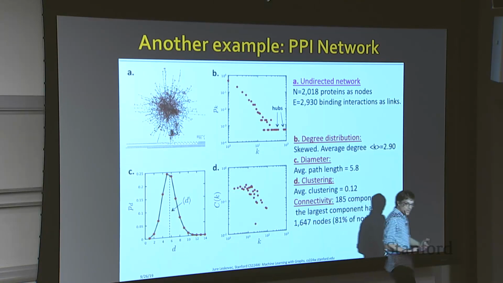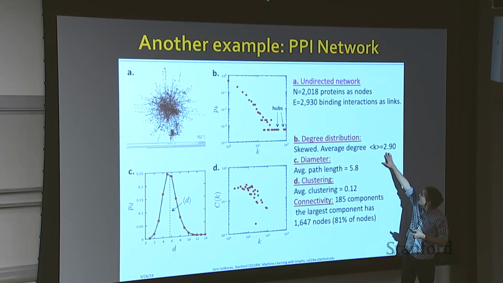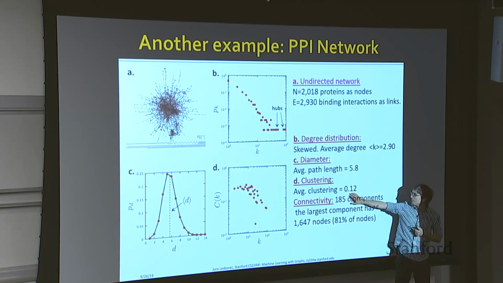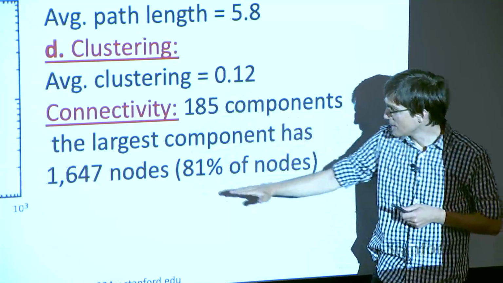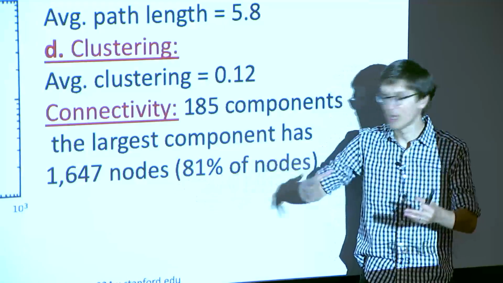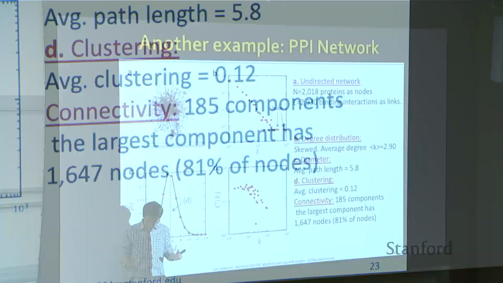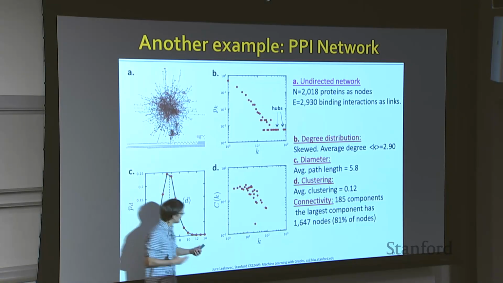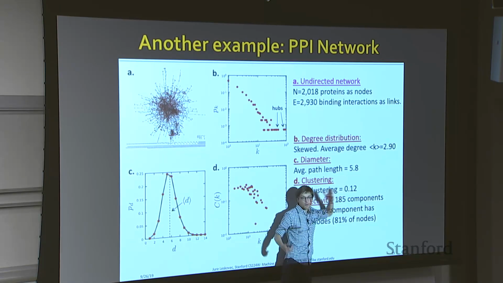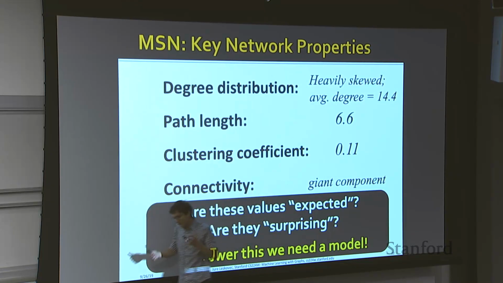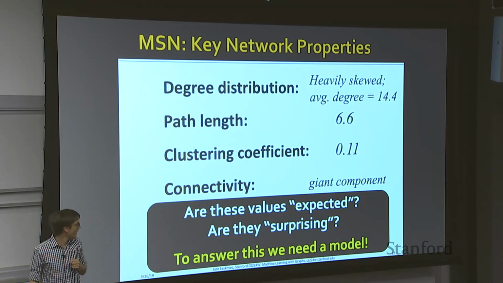So for a network coming from a very different domain, average degree is about 3, shortest path length is 5.7, clustering is 0.12, my network had 0.11, and connectivity is that 81% of the nodes are in the largest connected component, right? So even, thinking as a physicist, these things look about the same order of magnitude as what I had here, right? It's roughly the same. It's not orders of magnitude off, right?